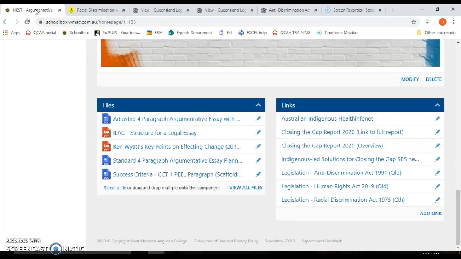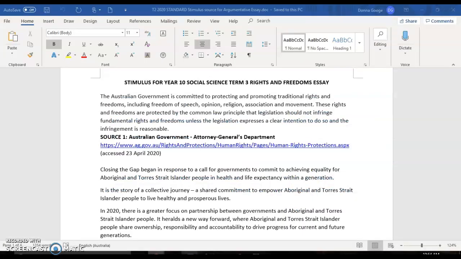A couple of other sources you may want to look at before we move on to an example are Ken Wyatt's Key Points for Effecting Change and the Indigenous-led Solutions for Closing the Gap. They can give you a little bit more of background there as well. All right, so let's look at some actual sources.